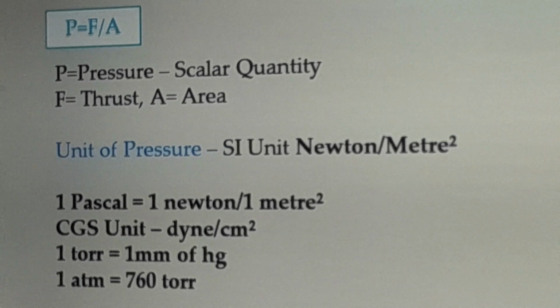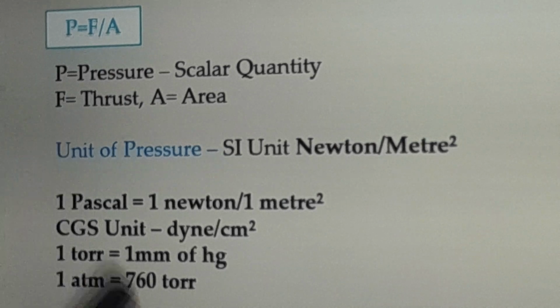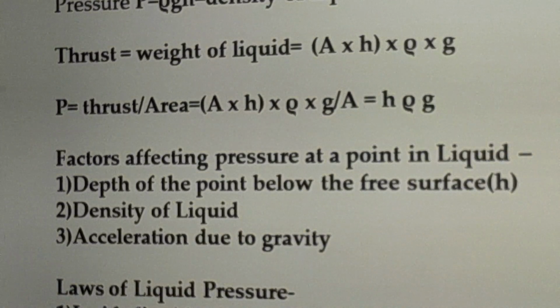So thrust is a vector quantity, and pressure is the thrust per unit area of the surface. It's a scalar quantity, right? So let's go to the other slide of pressure. Now how is this pressure generated?